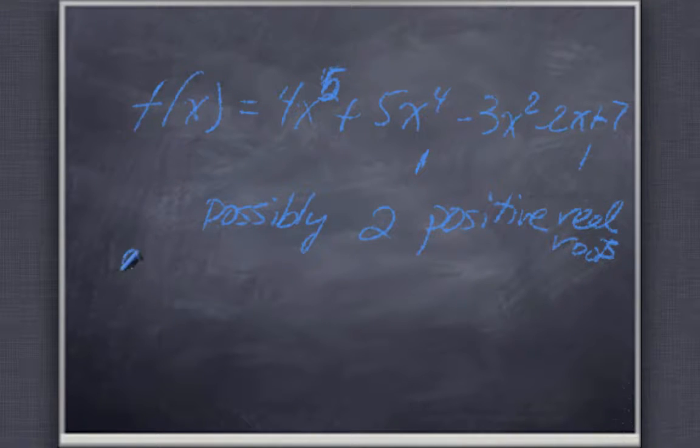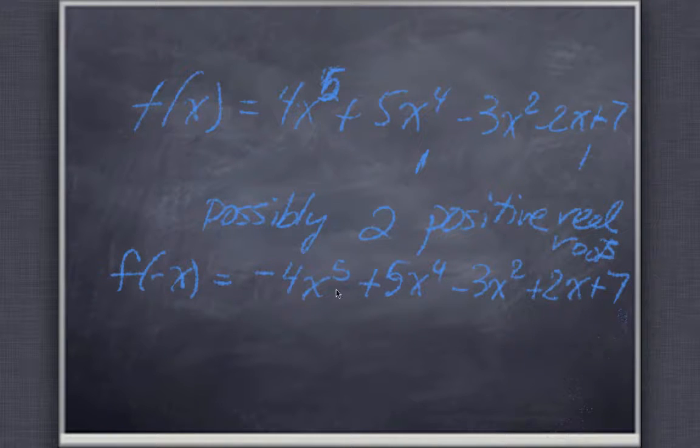And then if I plug in negative x, the x to the fifth will become negative, because negative x taken to the fifth is negative x to the fifth, so that'll be negative 4x to the fifth. The x to the fourth will stay the same because an even power cancels out the negative. Same with x squared, so that stays the same. Minus 2x will become positive 2x because it's minus 2 times minus x. And then plus 7 stays the same.